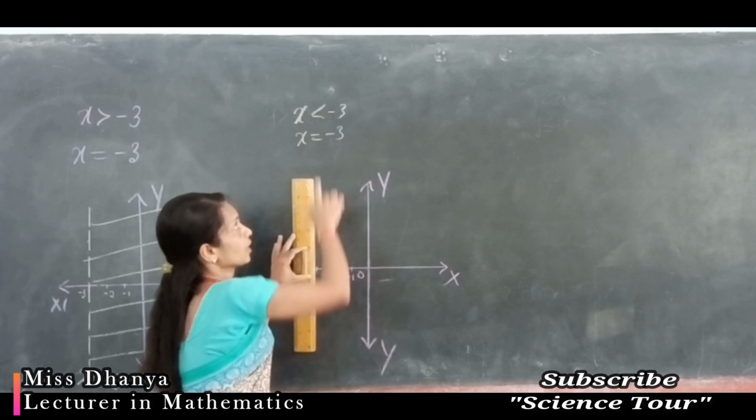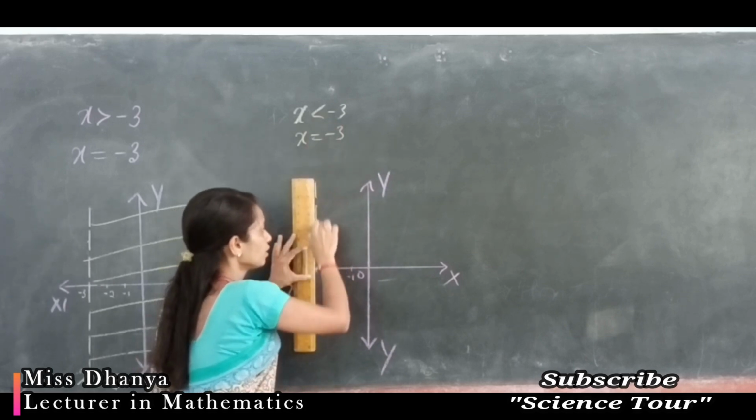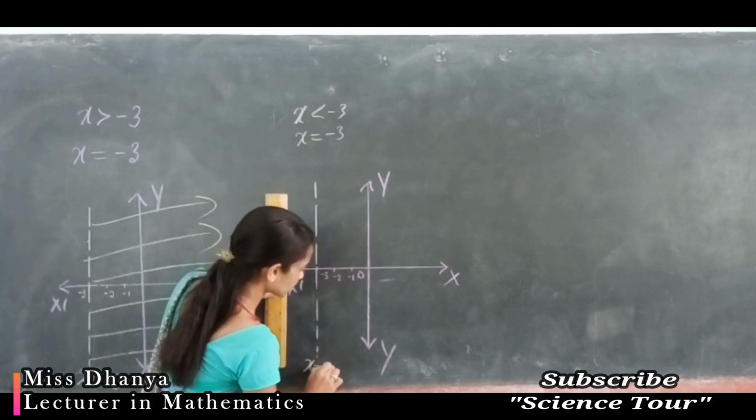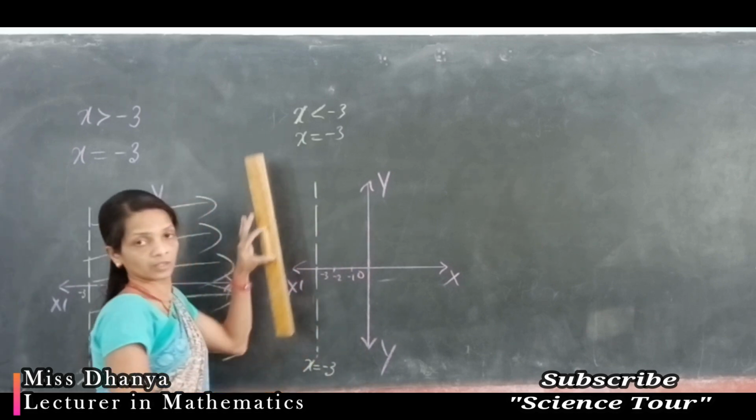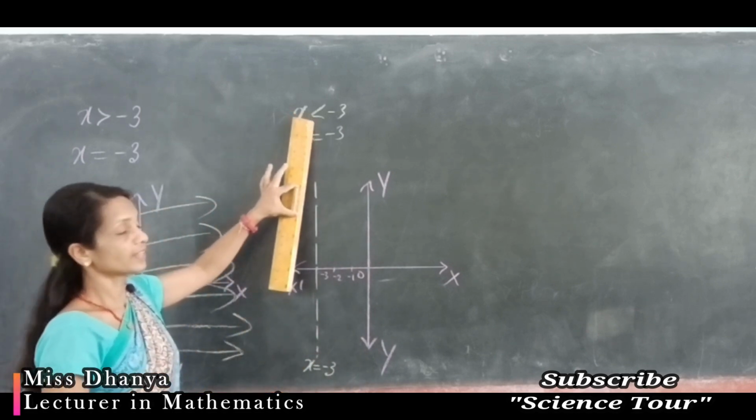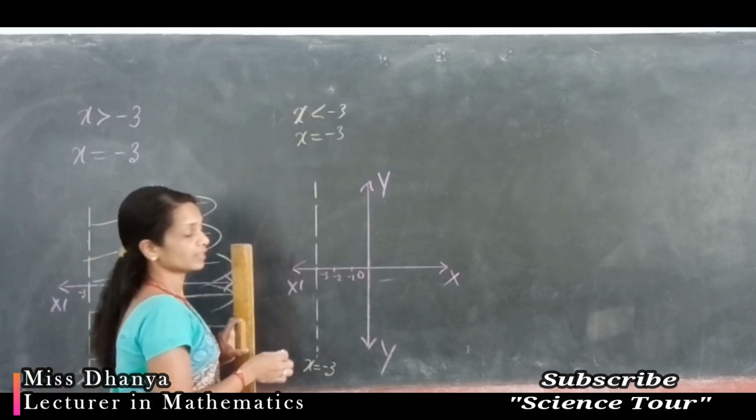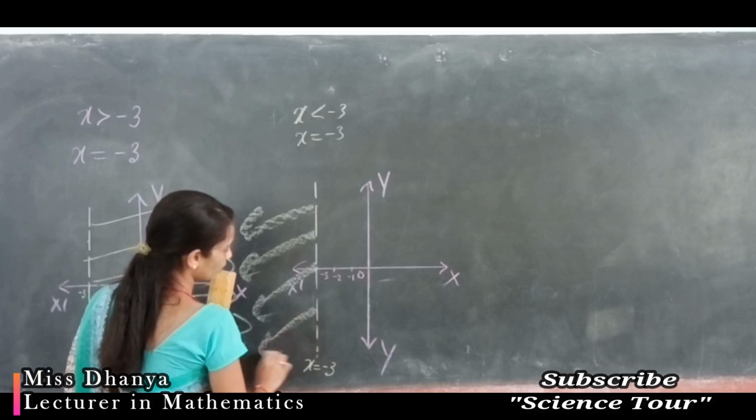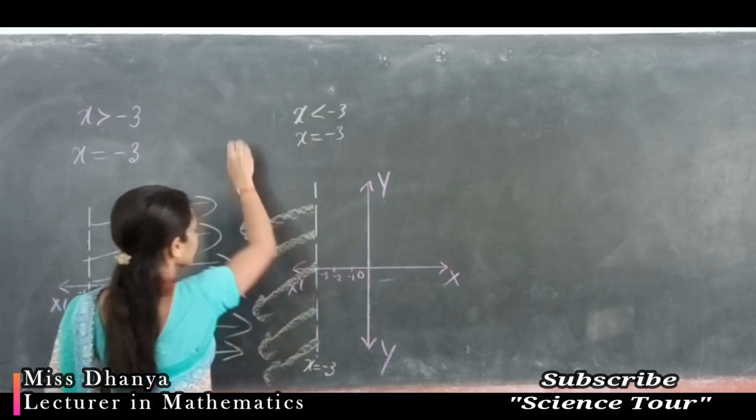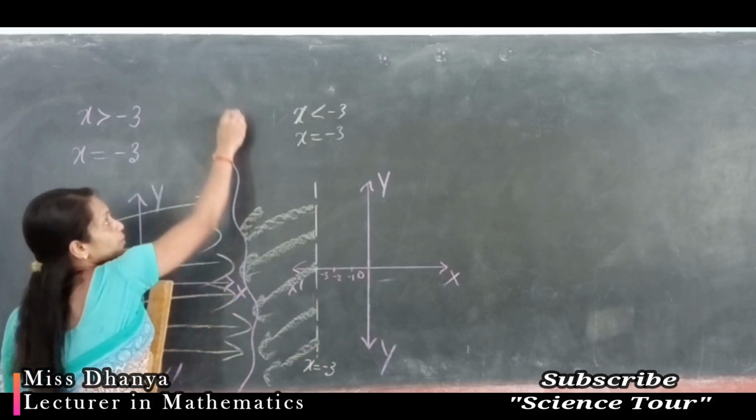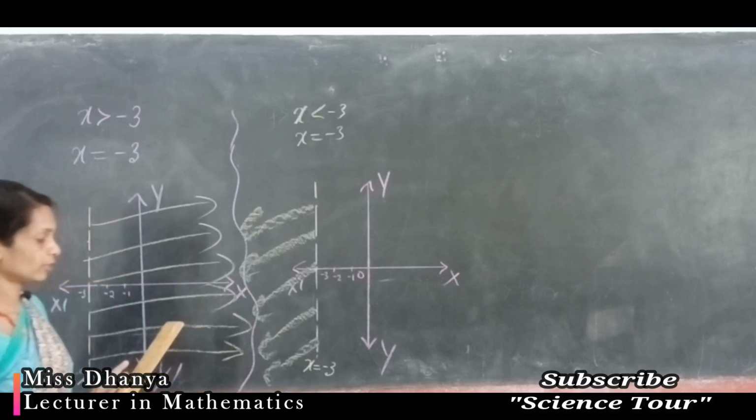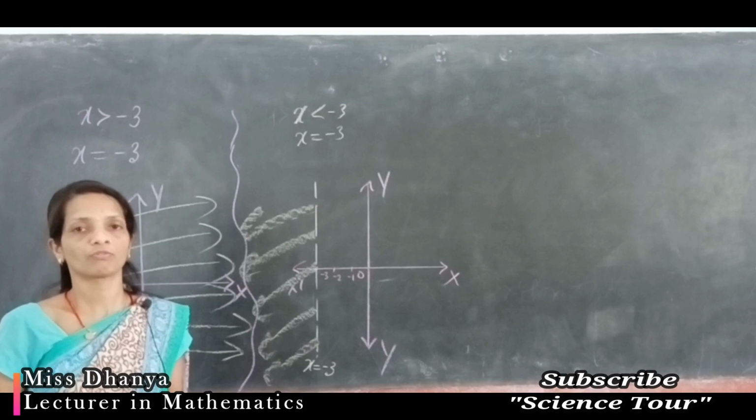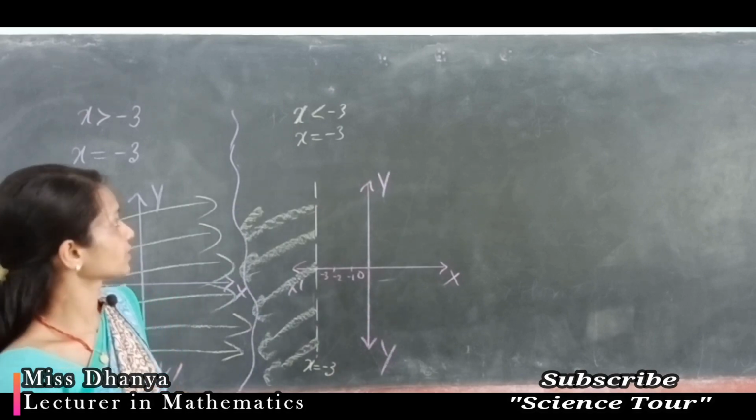Since you have a strict symbol, you have to draw a broken vertical line. Equation of this is x equal to minus 3. Now since you have the less than symbol, x less than minus 3 means you have to shade to the left side of x equal to minus 3. These are different problems. To the left side of x equal to minus 3 you have to shade, that is the solution region of the inequality x less than minus 3.